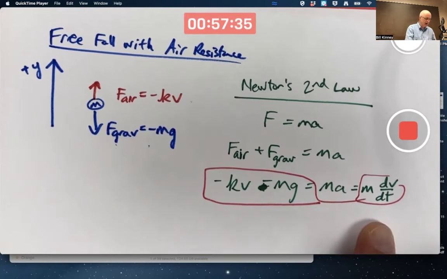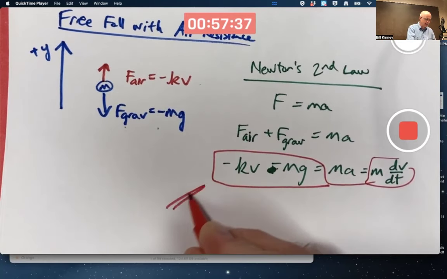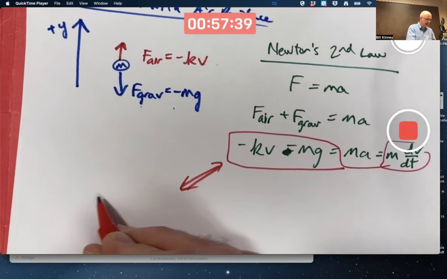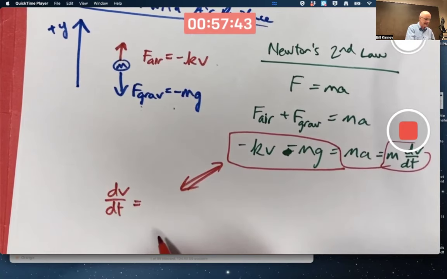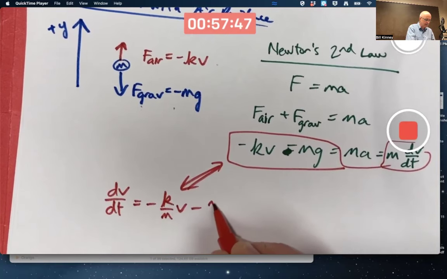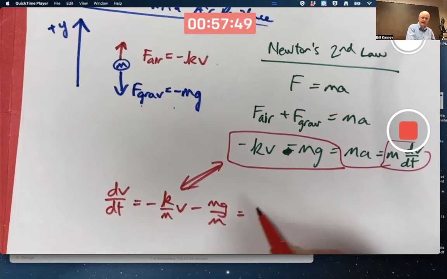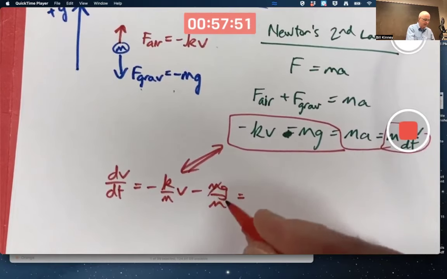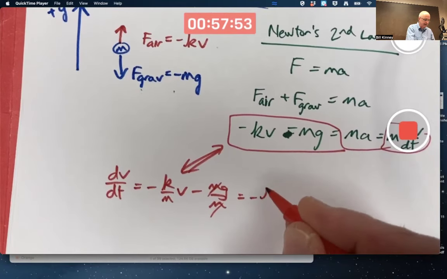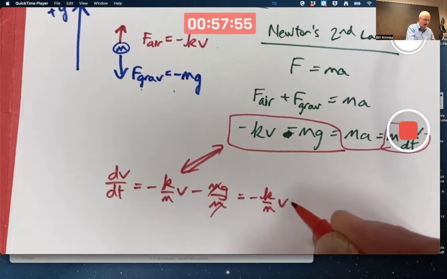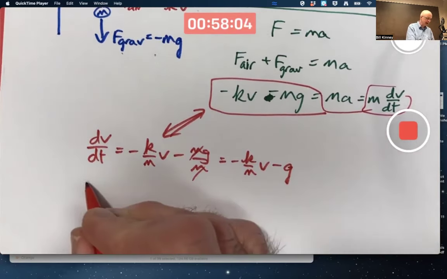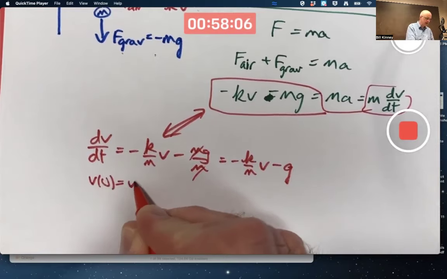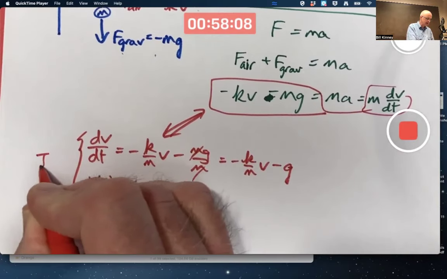This is a differential equation. A more standard way to write it would be to divide both sides by m and write dv dt is negative k over m v minus mg over m. And then the m's would cancel here and here. And I write this as negative k over m v minus g. And I've got some initial velocity, v of 0 equals v naught. There's my IVP.